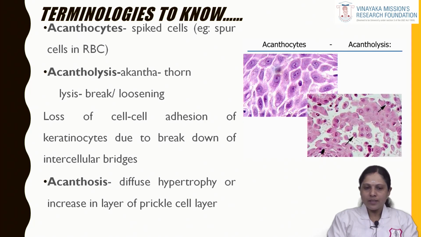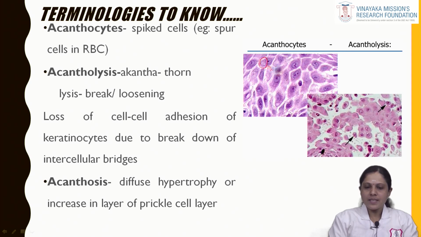So acanthocytes. What are acanthocytes? Acantho means spike cells. Cytes means cells. For spike cells, spur cells in RBC can be given as an example. While tissue processing, the tissue is subjected to various chemical components, so the cells tend to shrink. But still the attachment is maintained between the cells by means of desmosomes. Hence it gives a spiked appearance. Therefore it is known as acanthocytes, that is spiked cells.